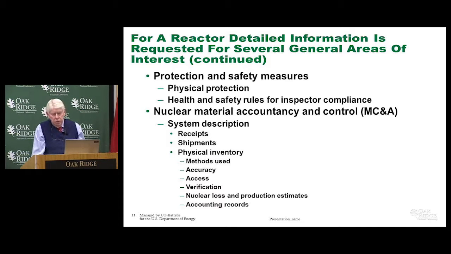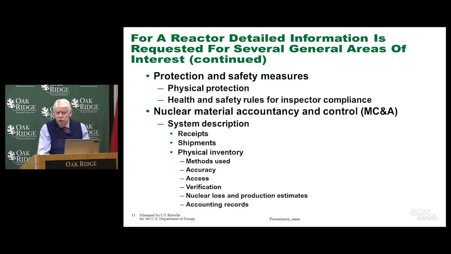And then as far as material accountability and control, the MC&A aspects of what you need to provide, you need to indicate how receipts are handled. That is, what is the paperwork process? How is this recorded? Who does the recording? Who has to sign off on the recording? And where are these receipts kept? Are they computerized? Are they kept in paper form? And are they locked or not locked in people's offices or in vaults?